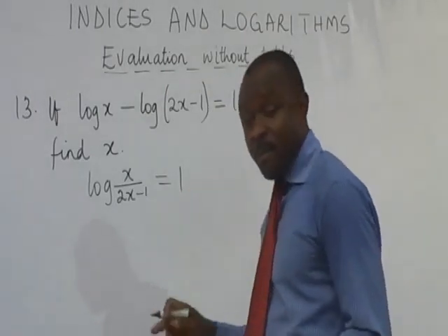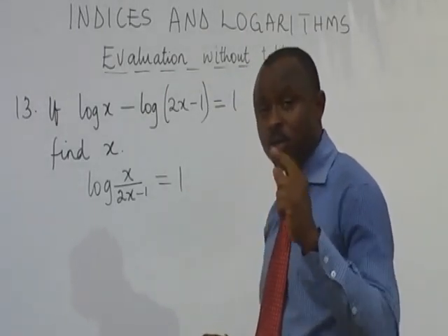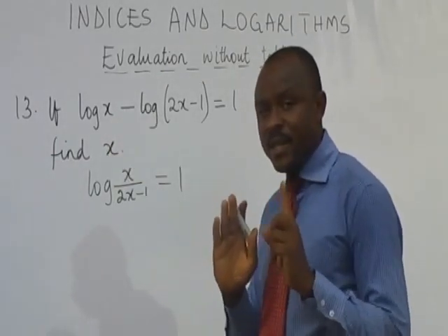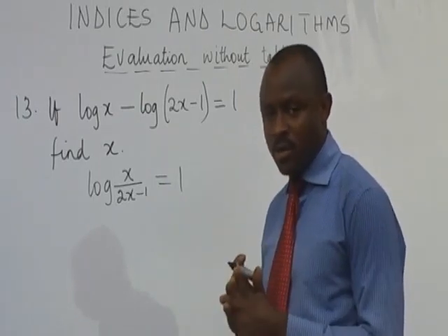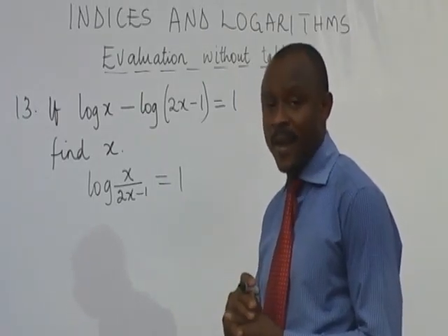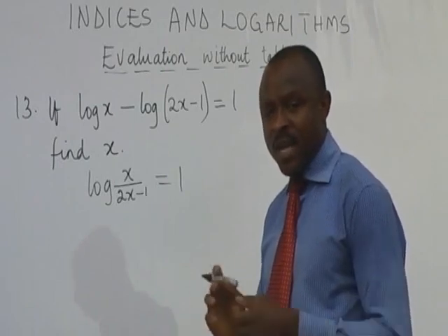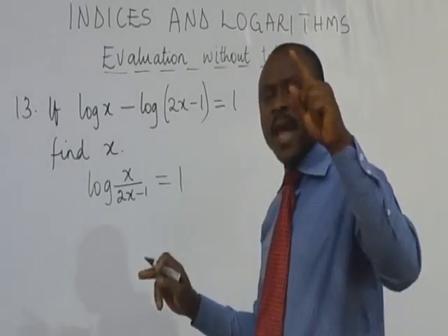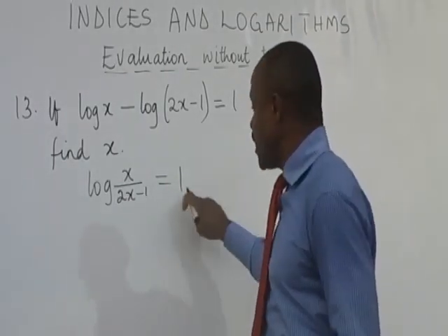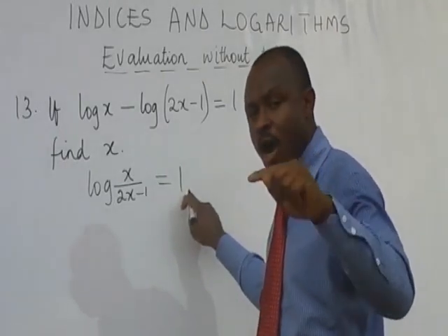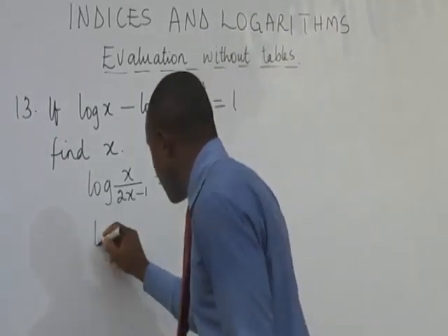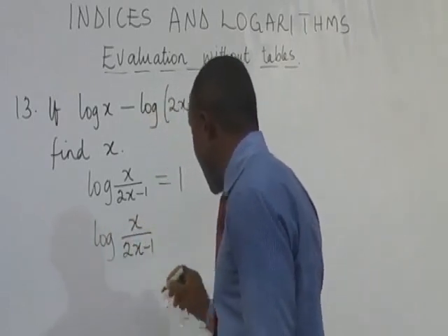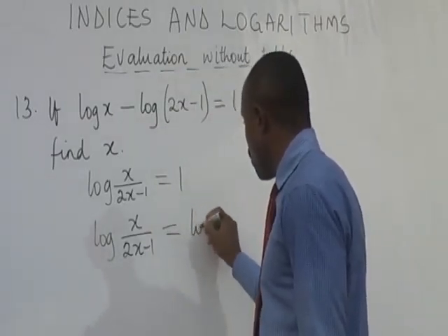1 means log of a number to the base of the number. In this case, there is no base attached to the logs. That means they are in base 10. That gives me the authority to tell you that 1 means log of 10 to base 10. So I'm changing 1 to become log of 10 to base 10. So I'm going to have log of x all over 2x minus 1 is now equal to log of 10.